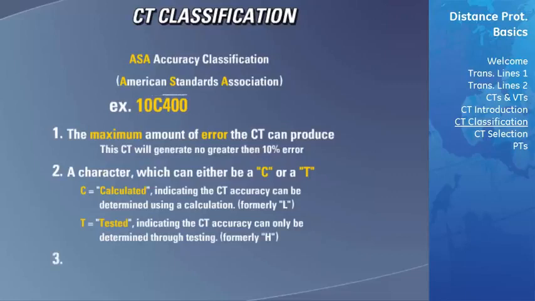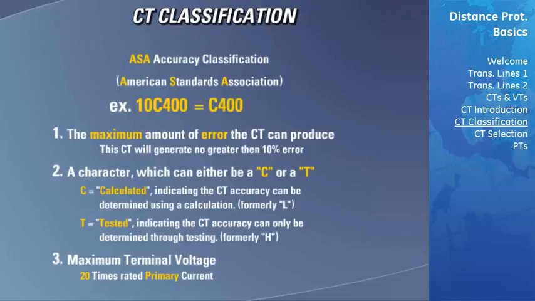The final designation is a number that represents the maximum terminal voltage. The maximum terminal voltage is the maximum voltage that is applied across the inputs of the relay when 20 times rated primary current is passed through the CT. Typically, if the error percentage is 10%, then it is normally omitted from the classification, making our example 10C400 appear simply as C400.